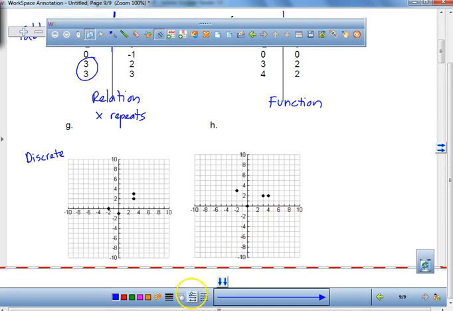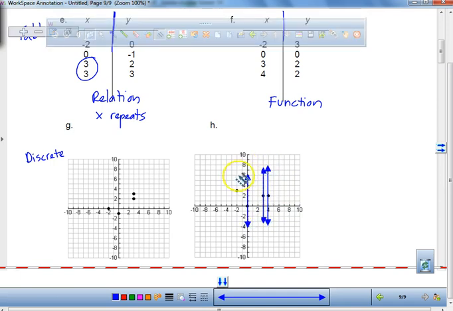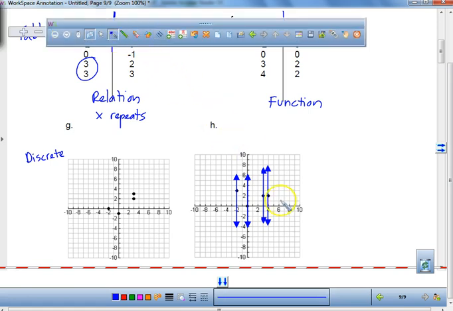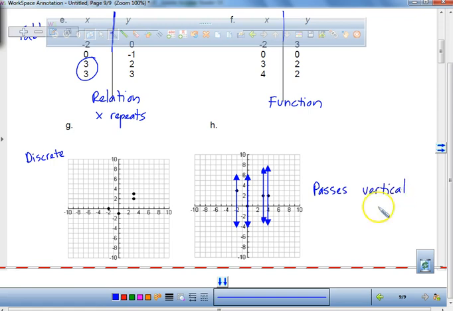So let me show you what a vertical line test does, okay? You're going to draw a vertical line through that point. Draw a vertical line through that point. Draw a vertical line through that one. Draw a vertical line through that one. How many times does that vertical line touch each of those points? Once. If your line only touches one point, that means it passes the vertical line test. Which means this is definitely going to be what's called a function.